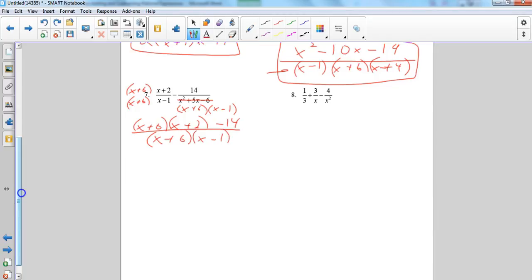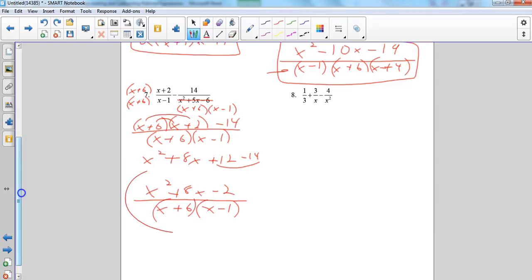And now I'm going to clean up the top by FOILing, and I get x squared plus 8x. Remember, it's going to be 6x plus 2x, which is 8x. You can FOIL right here, FOIL off to the side, plus 12, and don't forget this minus 14. Combine like terms, I'm going to get x squared plus 8x minus 2. Now I remember to put in my LCD at the end. And there's my final answer.